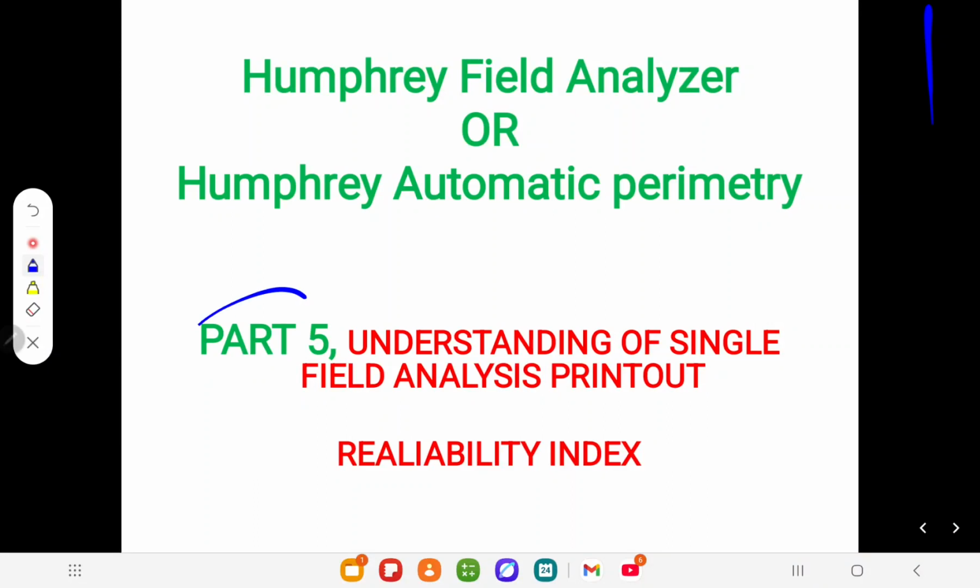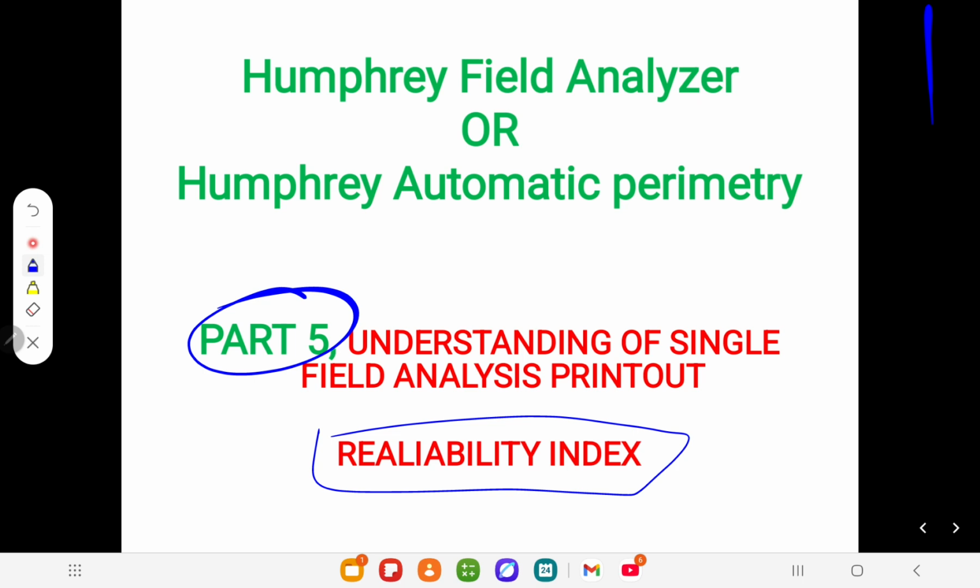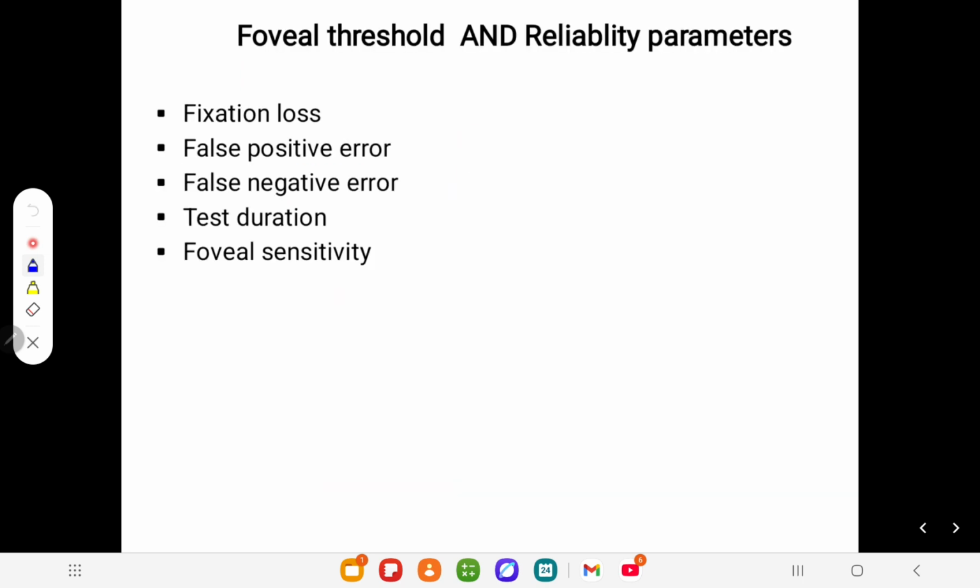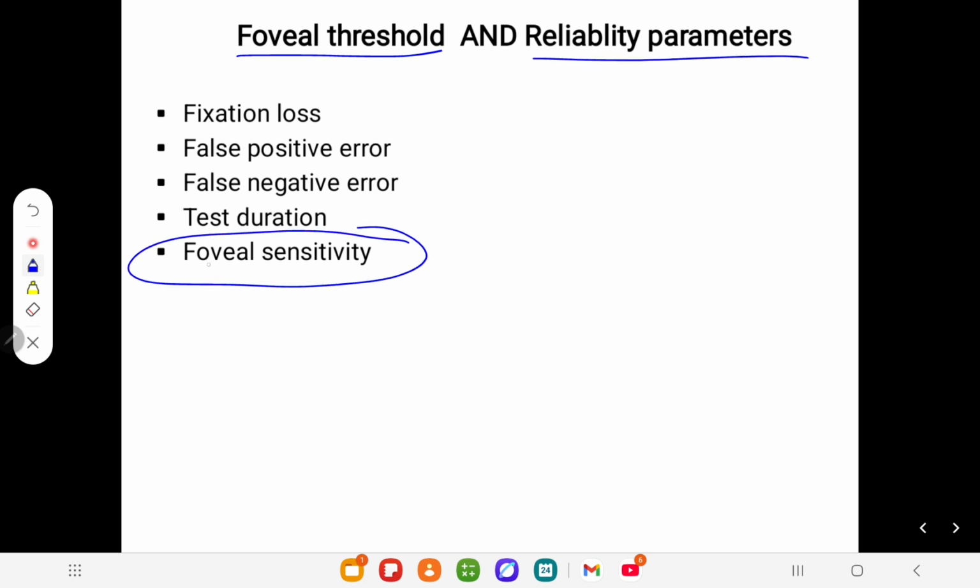Okay, so this is part 5, and today we are going to discuss the reliability index. It's basically the single field analysis of the Humphrey. So in single print analysis, in the reliability index, we are going to talk about the threshold, foveal threshold, and reliability parameters. In foveal threshold, definitely foveal sensitivity, and reliability.